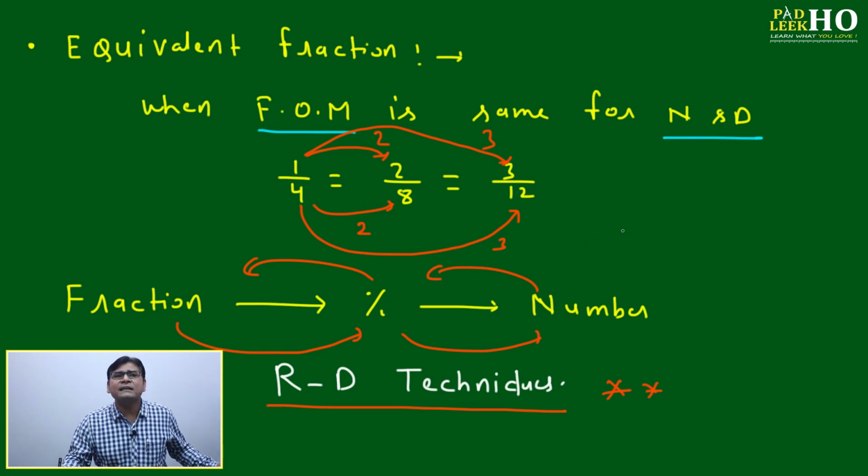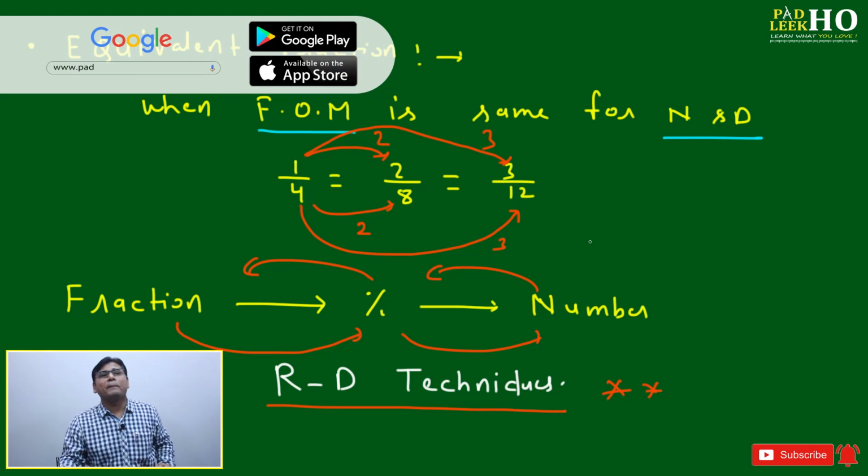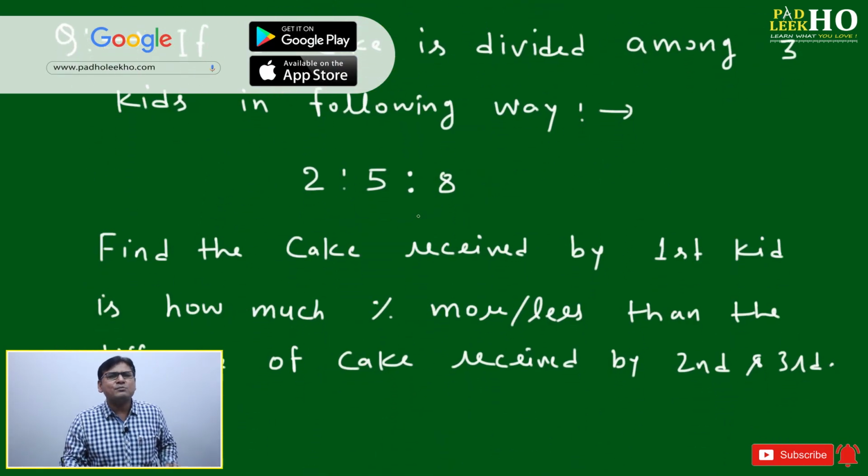3 by 12, how much will you tell? 1 by 12 is 8.5, then 3 by 12 will be 25.5%. Then directly you can say, you should be able to convert any kind of fraction into percentage and percentage into number. Then we'll try to go through one small question.